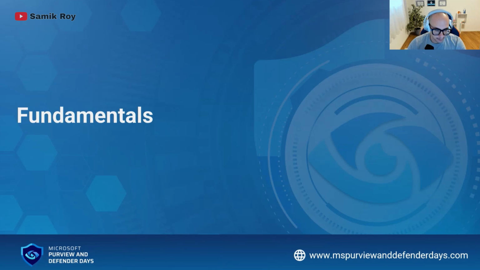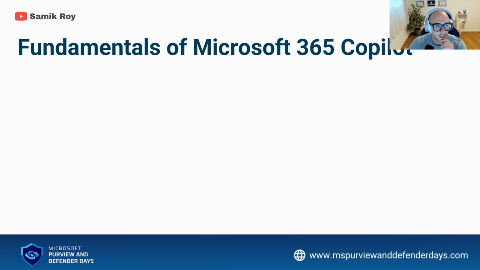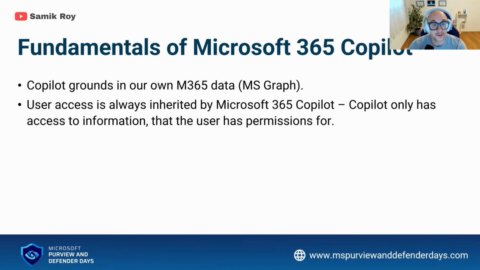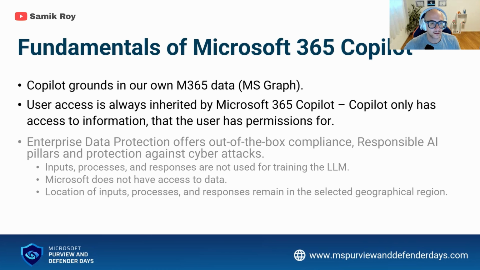So let's start with the fundamentals of Microsoft 365 Copilot. I'm sure most of you know this stuff. Copilot grounds in our M365 data. It grounds in Microsoft Graph and has access to most or all of our data, from meetings to chat interactions to SharePoint sites to files, etc. The user access is always inherited by Copilot, so Copilot only has access to information within Microsoft Graph that the user has specific permissions for, so there are no separate controls regarding permissions. So it is crucial that your permission model and permission structures in Microsoft 365 itself are already on a good level.